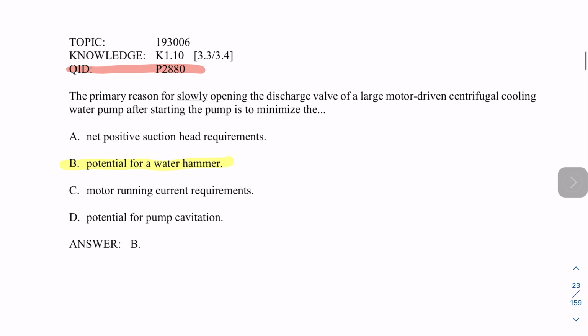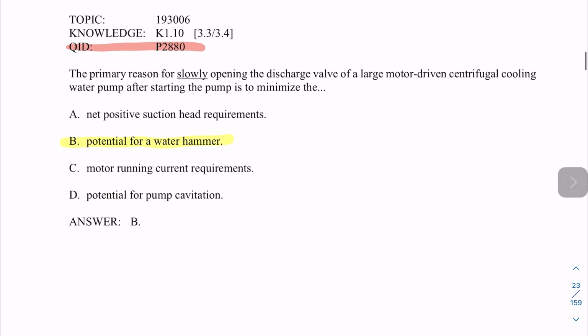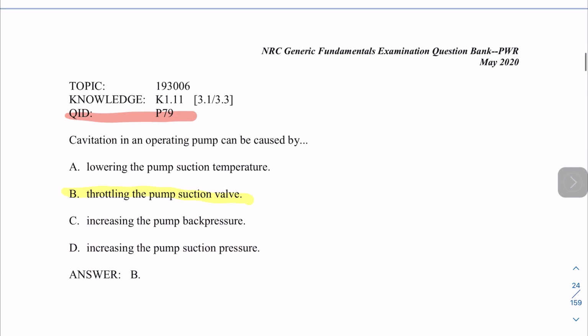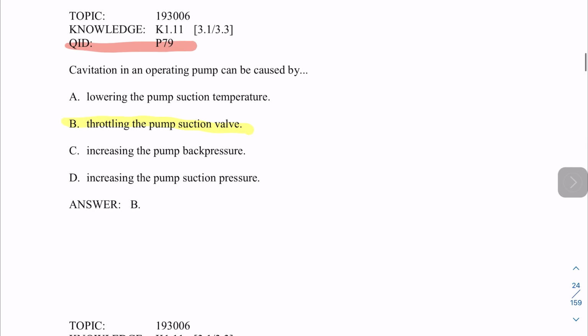Another concept question, P2880. It says the primary reason for slowly opening the discharge valve of a large motor-driven centrifugal cooling water pump after starting the pump is to minimize the potential for water hammer. We already know that, so we've been through that one already.